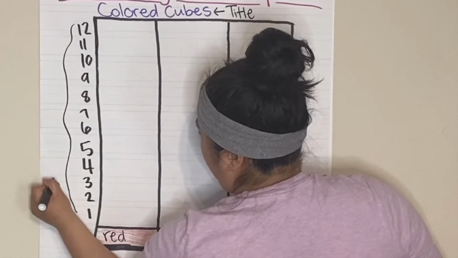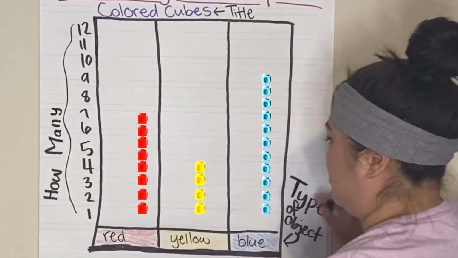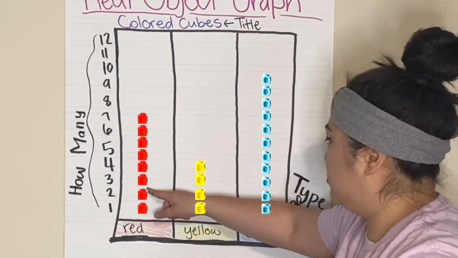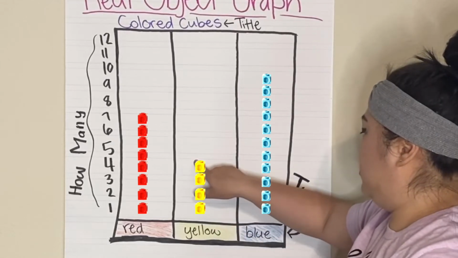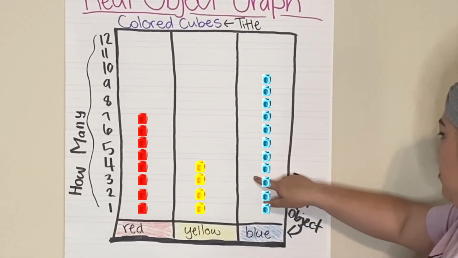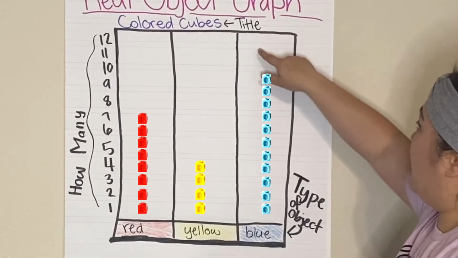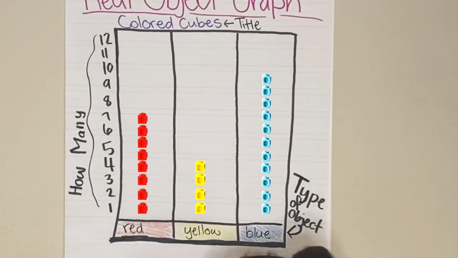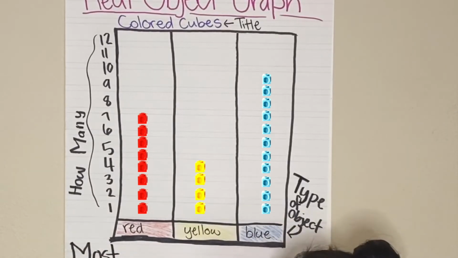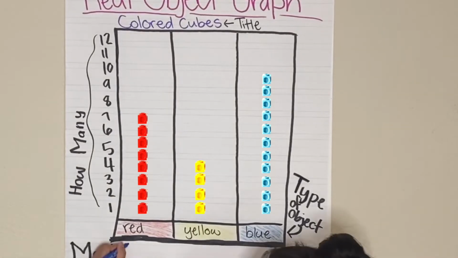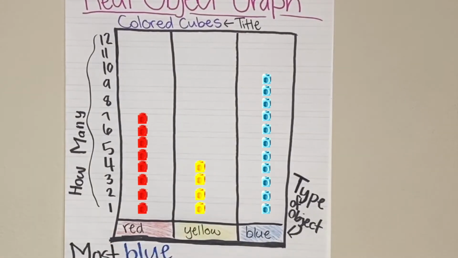And please forgive me, but I made a boo-boo. I should have colored in my cubes, but instead I put them on like this, so they don't line up perfectly. But I want you to see that there's 7 red cubes, 4 yellow cubes, and 11 blue cubes that I couldn't line up. So the most that we had were blue. The least were yellow.